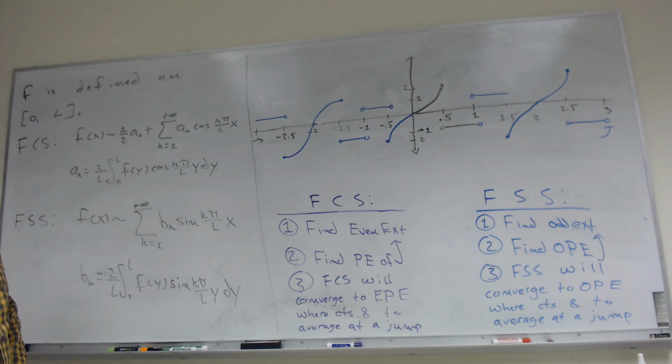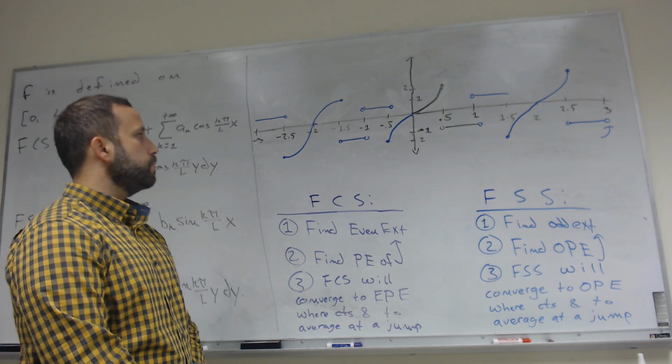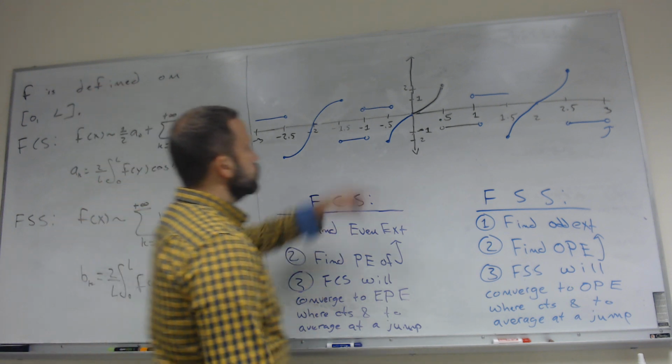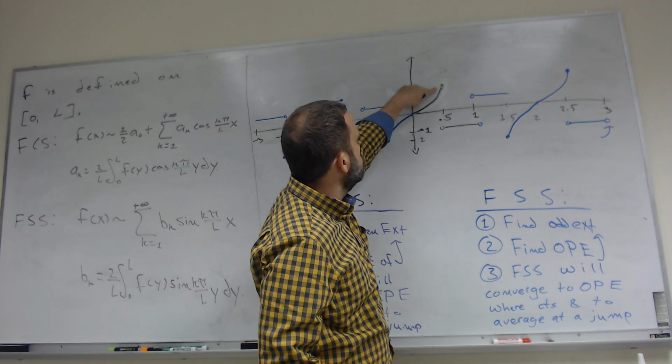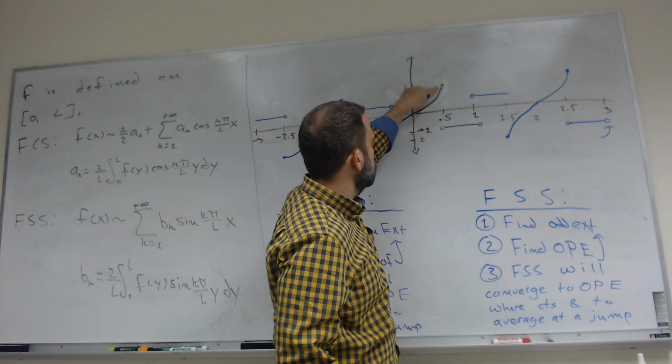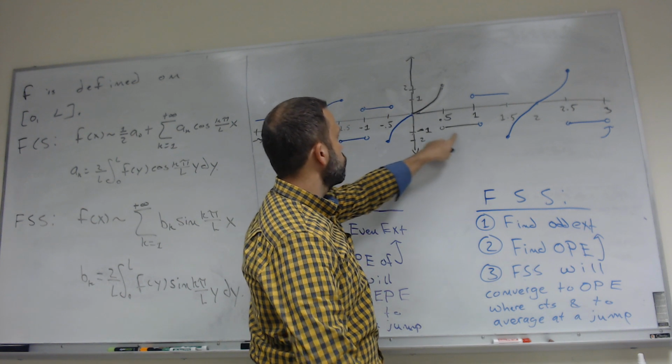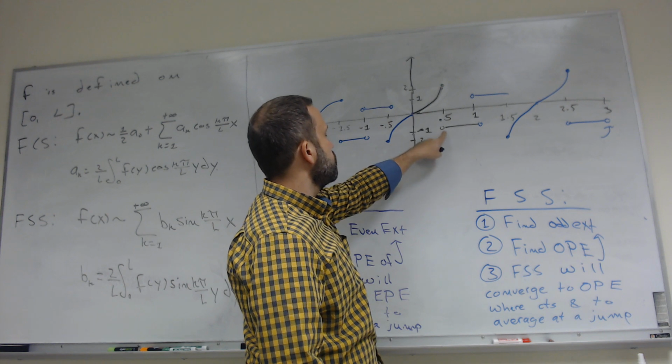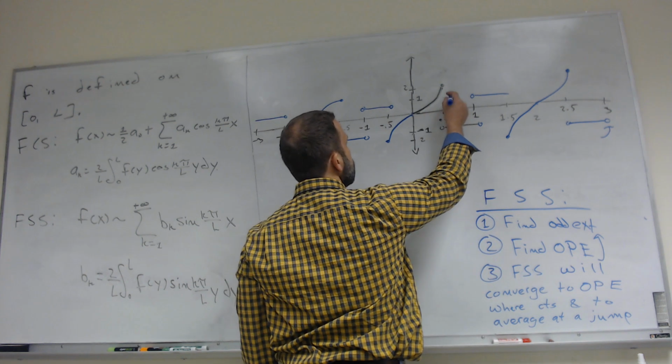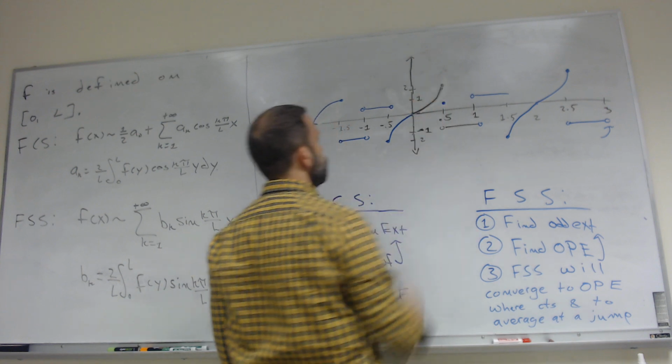Okay, now I want to know what the sine series converges to. I have the odd periodic extension, except for some of these where it's ill-defined, and the Fourier sine series is going to converge to the odd periodic extension wherever it's continuous, and it's going to converge to the average value where it's discontinuous. So let's look here. The left-hand limit is equal to 2 here. The right-hand limit is equal to minus 1. 2 plus minus 1 is 1. We take the average, we're at 1/2. So the sine series is going to converge to 1/2 there.